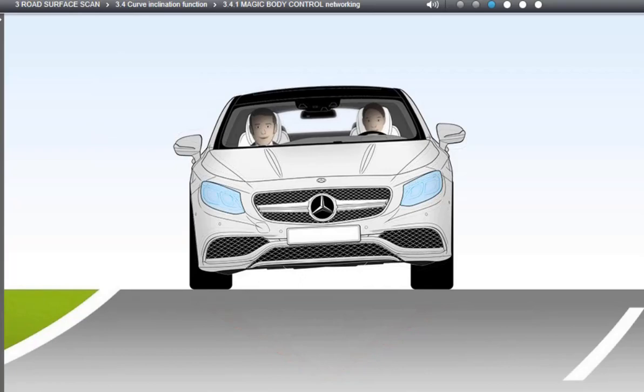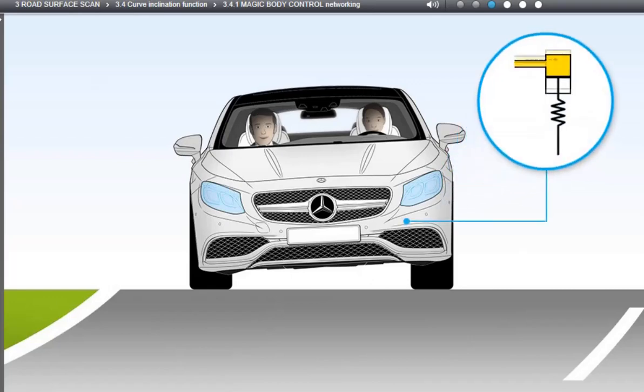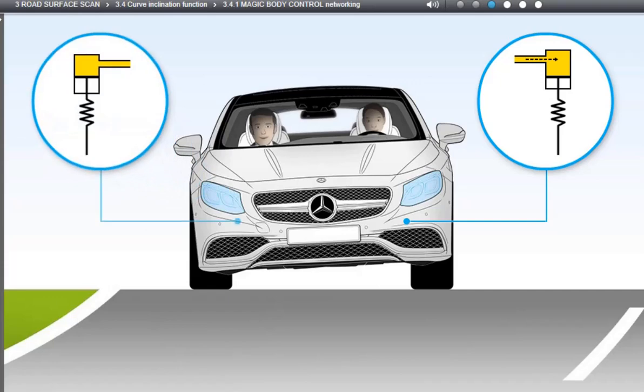When the curve inclination function is active, the active body control unit continually adapts the suspension struts during cornering. To do so, it increases the oil quantity in the hydraulic cylinders on the outer side of the vehicle, while reducing that amount in the hydraulic cylinders on the inner side. The vehicle body then acts against the centrifugal force and noticeably counteracts its effect on the occupants.